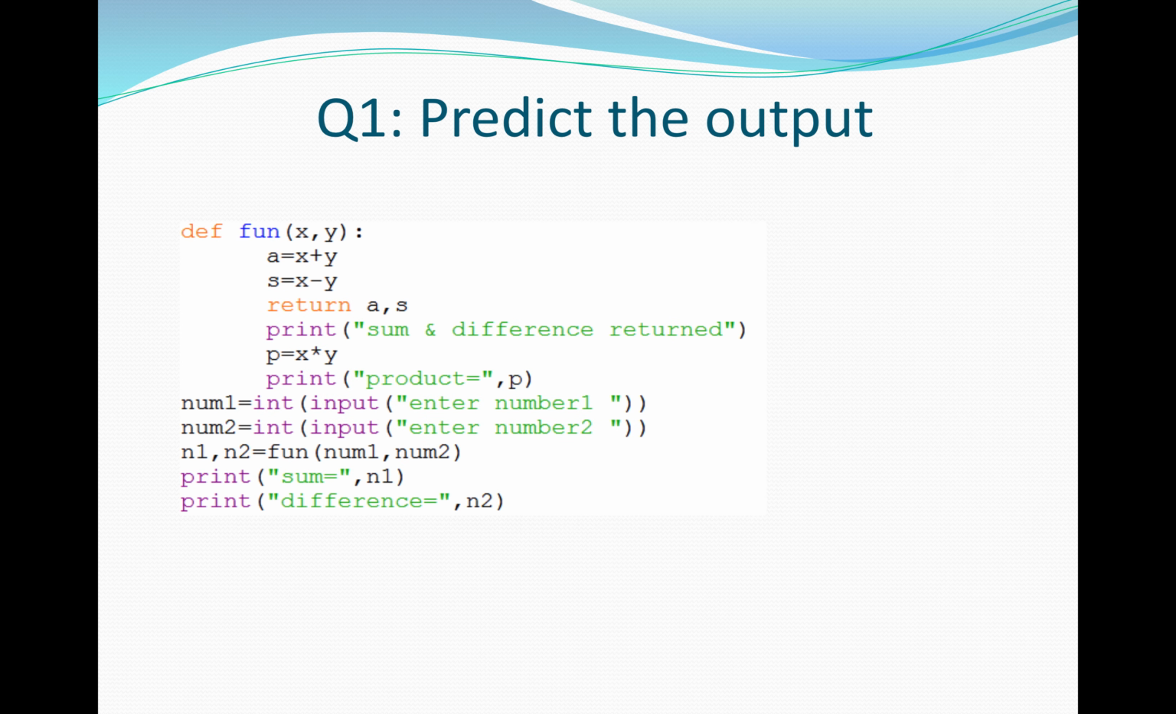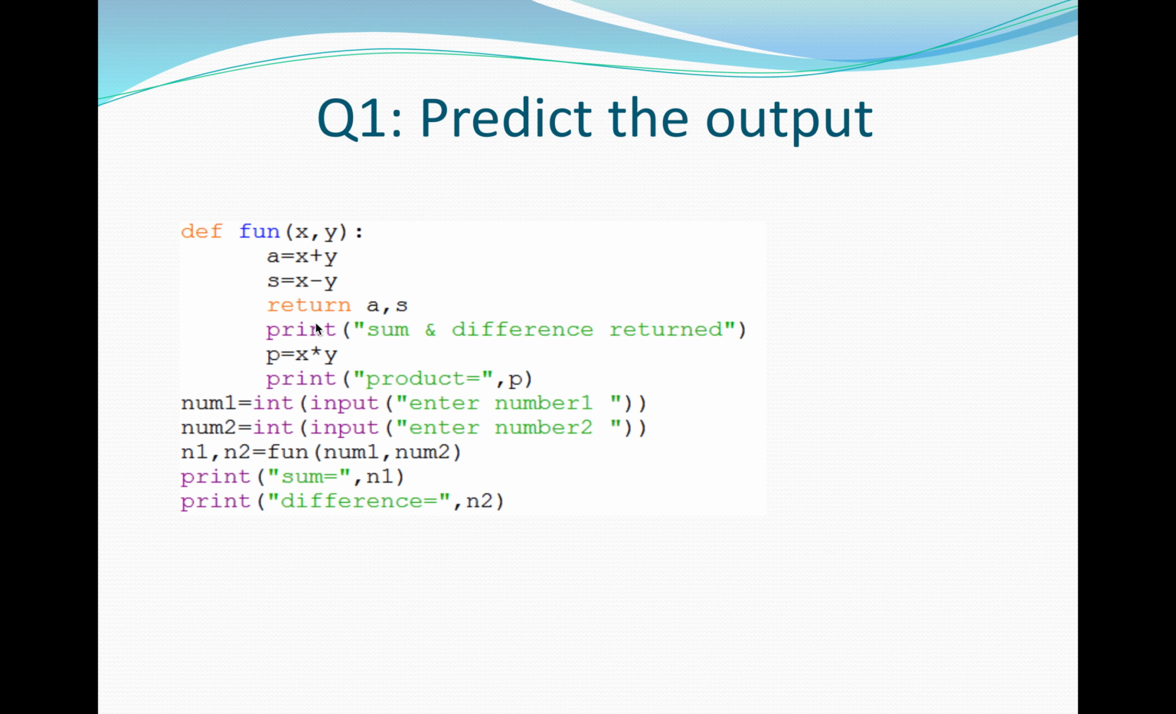Next question, similar to the previous one, but only one difference is there. So find the output of this question. Function fun is defined. Then in the top level statements, num1 and num2, two values are read, and in the function call, two values are given. Num1 and num2 are passed, and for receiving the values, two variables n1 and n2 are used. So what happens when it calls the function? It goes to the function definition. Here it calculates a equal to x plus y and s equal to x minus y. Return a comma s. Okay, what happens? The value of a is passed to n1 and the value of s is passed to n2.